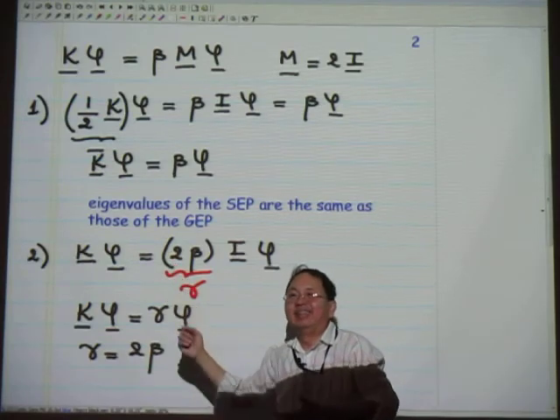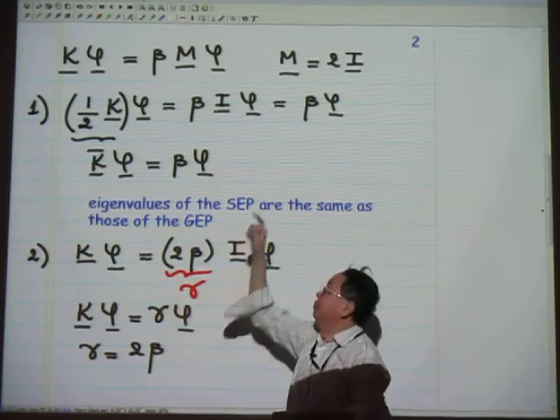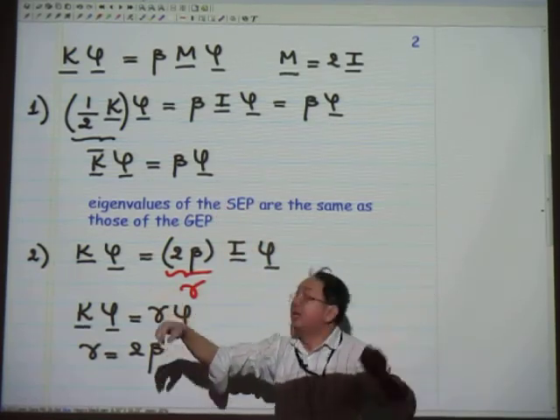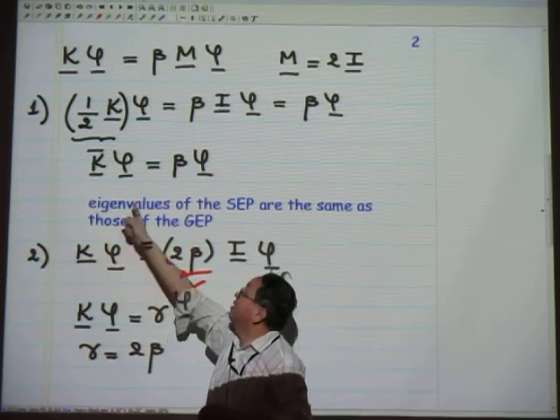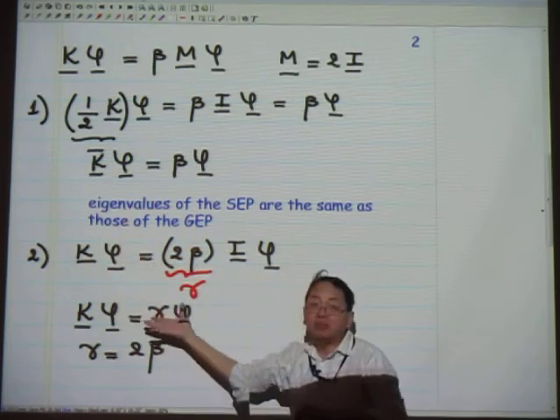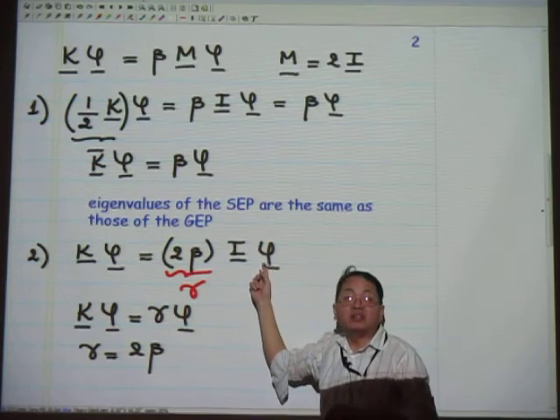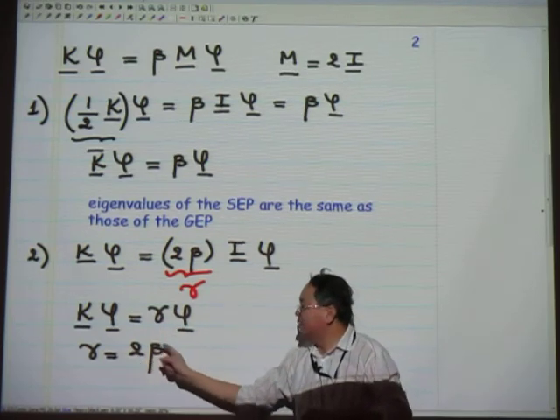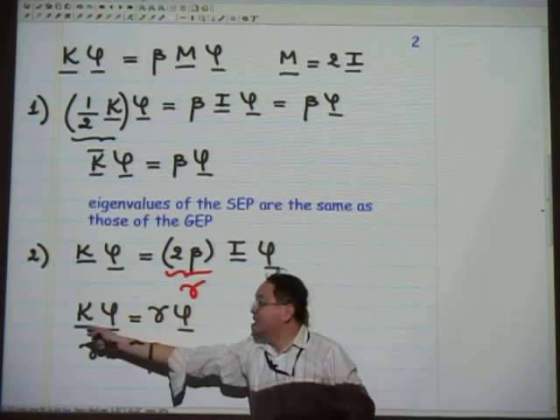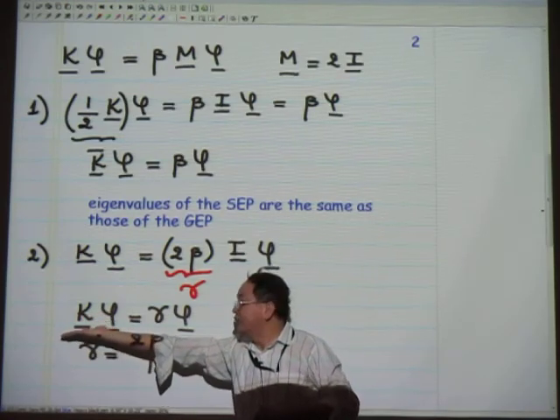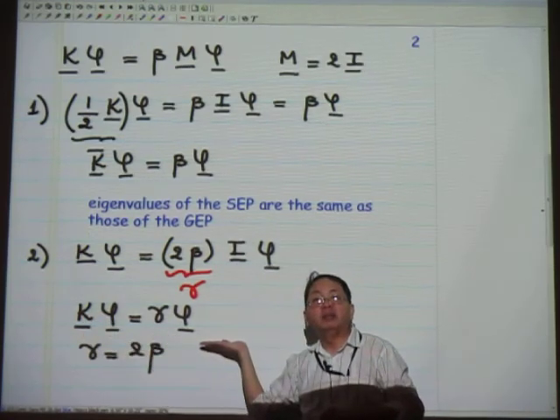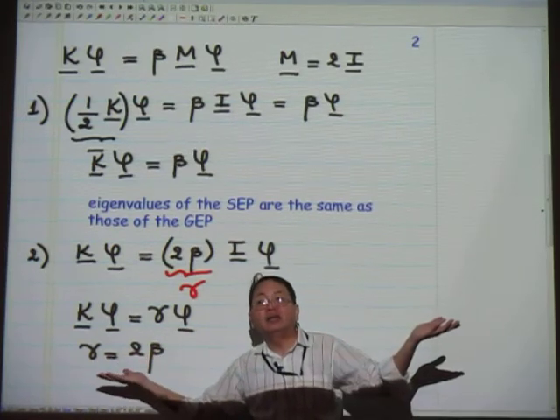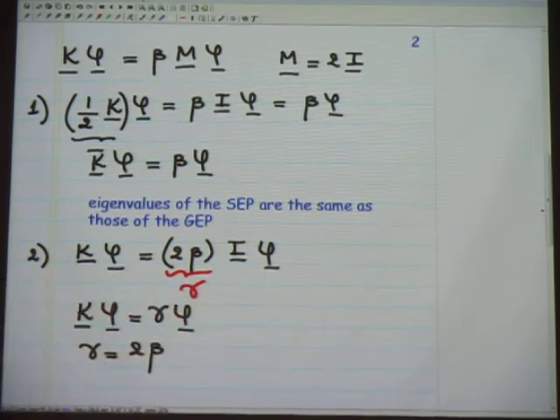Does it make sense to everyone? So in the first method, the eigenvalues are the same, the eigenvectors are the same, but the matrix is different: the matrix is 1/2 K. In the second method, the eigenvectors are the same, but the eigenvalues are not. The new eigenvalue is equal to 2 times the old eigenvalue. The matrix K is the same. Once you solve this standard eigenvalue problem and get gamma, you find beta by dividing gamma by 2.